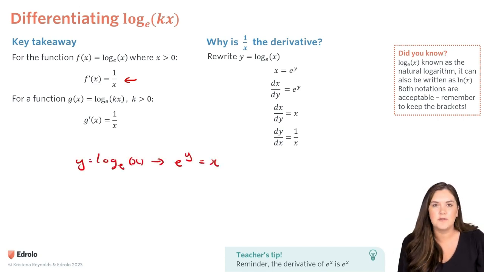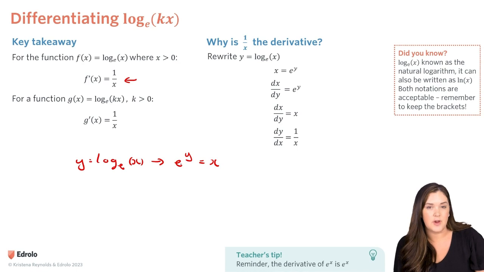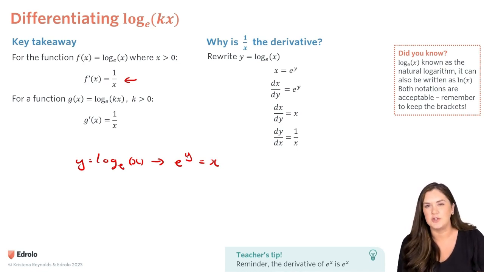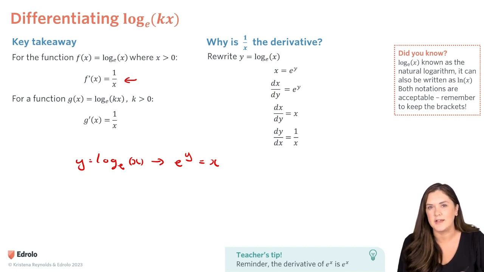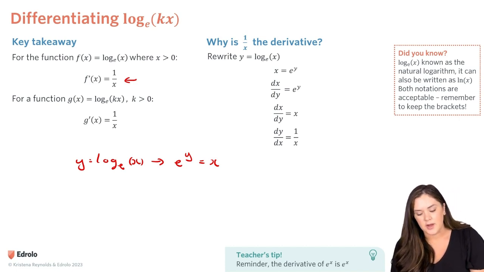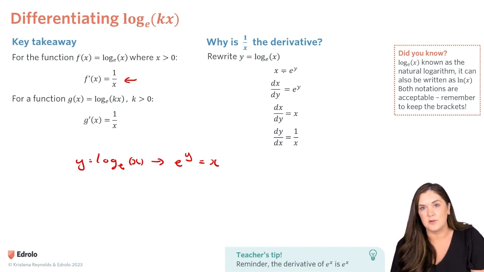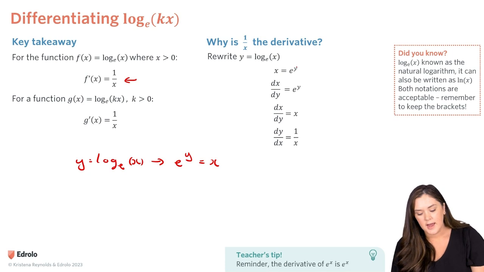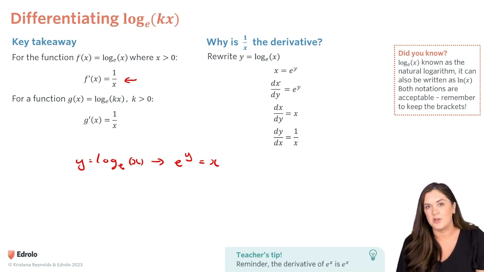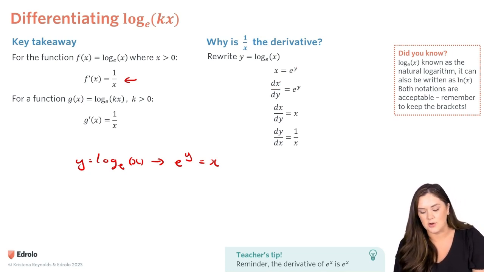Okay, so we have y equals log e of x. We can rewrite that in exponential form as e to the power of y equals x. So we're going to use that to prove why 1 over x is the derivative. So we are going to rewrite our y equals log e of x as x equals e to the power of y. And then we can differentiate that now using what we learned in our last lesson on exponentials.